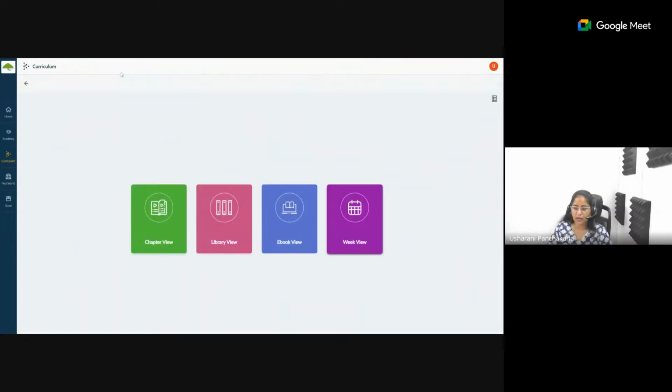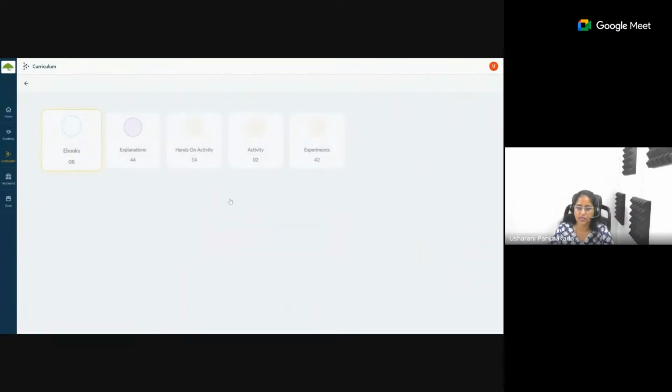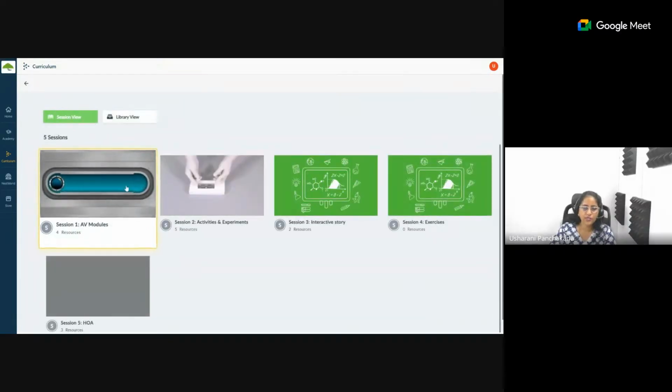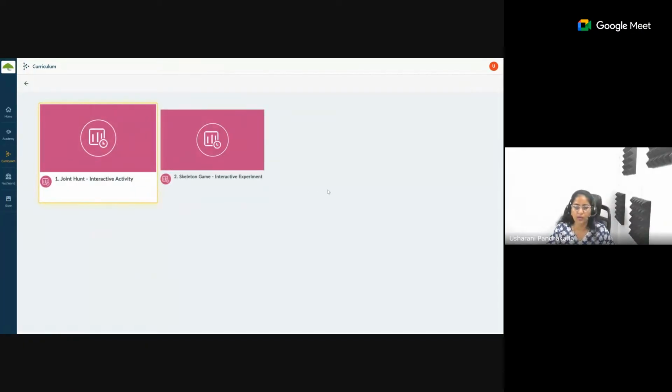This is our NG app, where in the Next Gurukul app we have the relevant materials of hands-on AB modules, activities and experiments, interactive activities. For example, if I go here, you can see a joint hunt and a skeleton game even. Let me check this joint hunt.